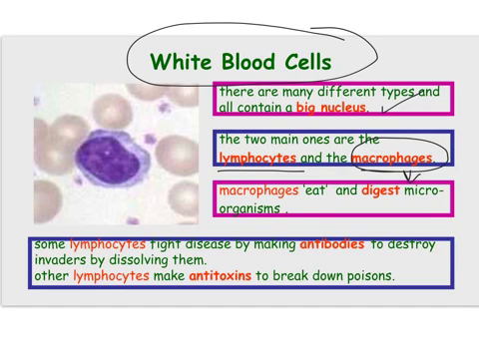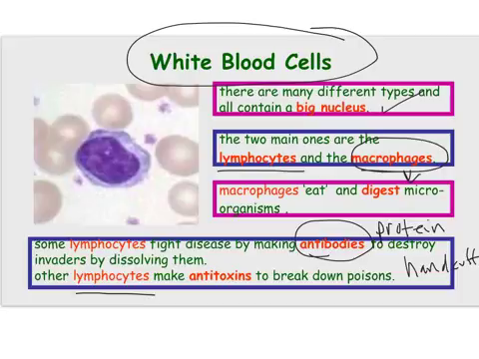And so some lymphocytes produce these antibodies. Antibodies, you can think of them as kind of protein handcuffs that help to stop and isolate foreign invaders. And then these other types of lymphocytes produce some chemicals that actually break down poisons and end up destroying some foreign cells or viruses that get into our cells.